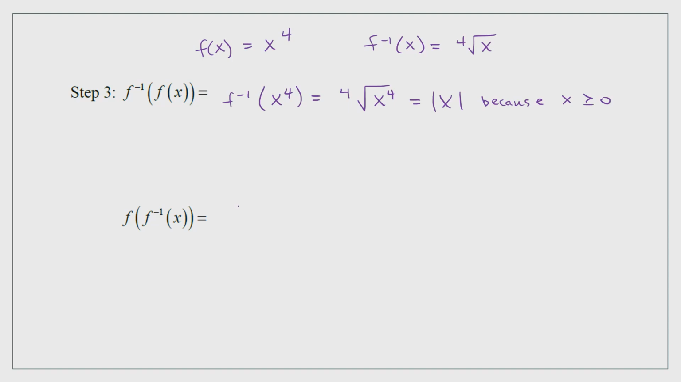Then f of the inverse function of f, so that would be f of the fourth root of x, which is what I'll be substituting into f of x. When I simplify that, I'll get x. Okay, and so I see here that both of these equal x. Yay! All right, that concludes section 4.2.